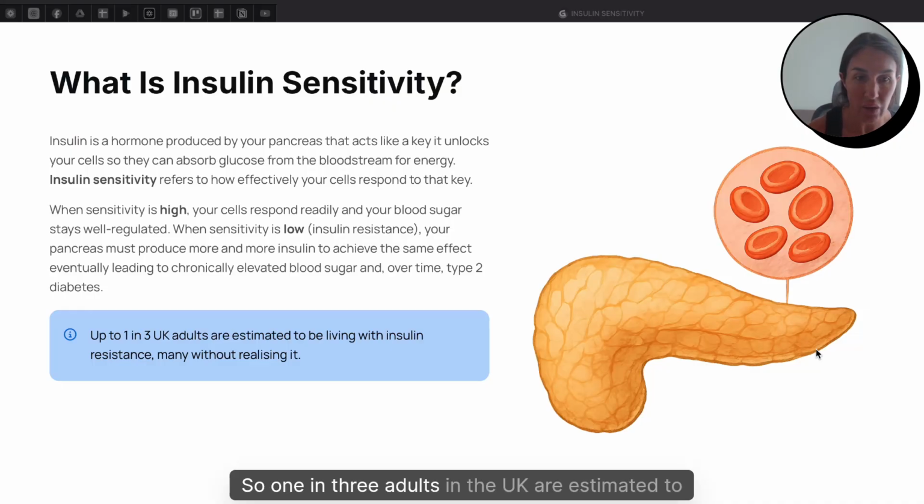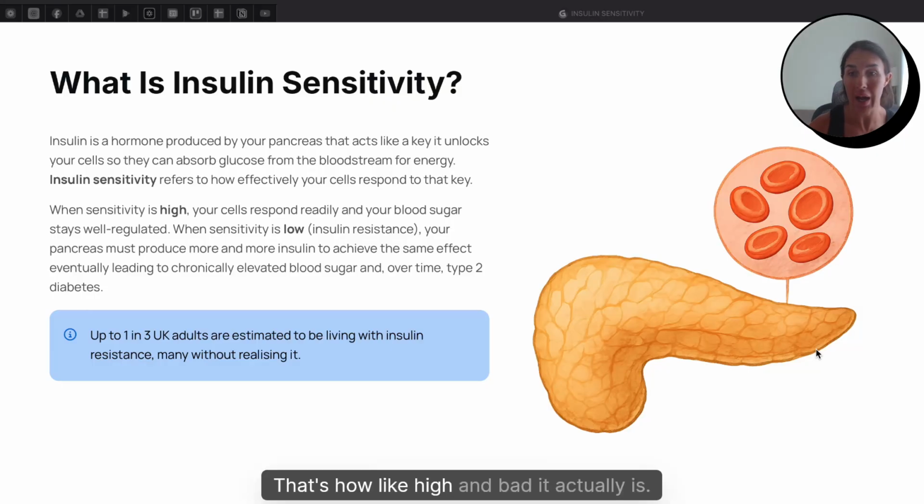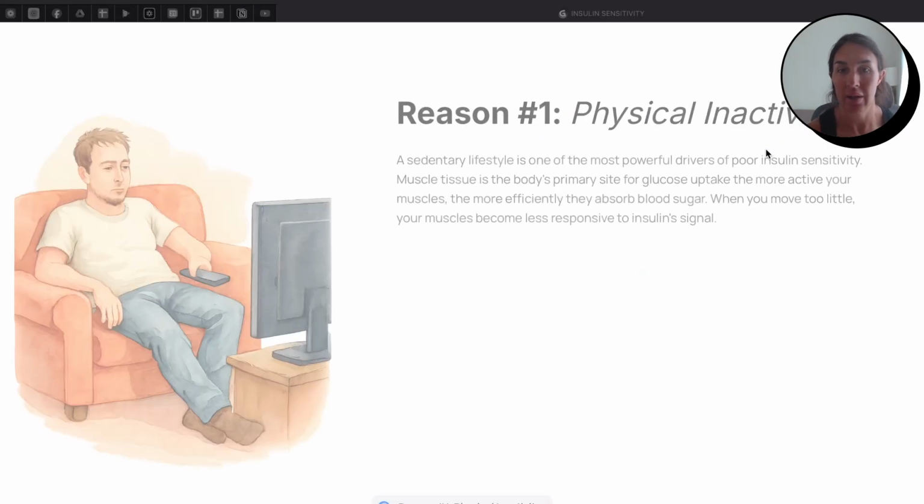So 1 in 3 adults in the UK are estimated to be living with insulin resistance. Many of you lot don't even realise it. That's how high and bad it actually is.